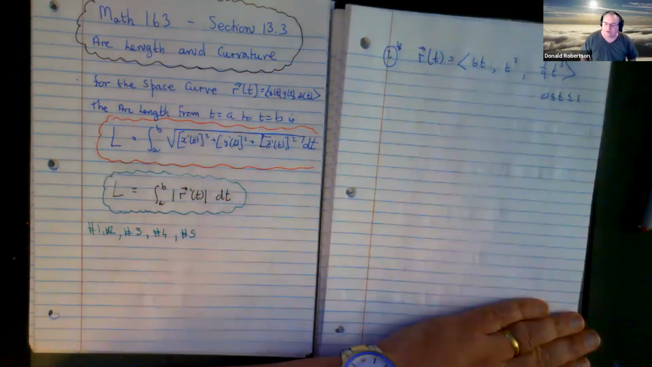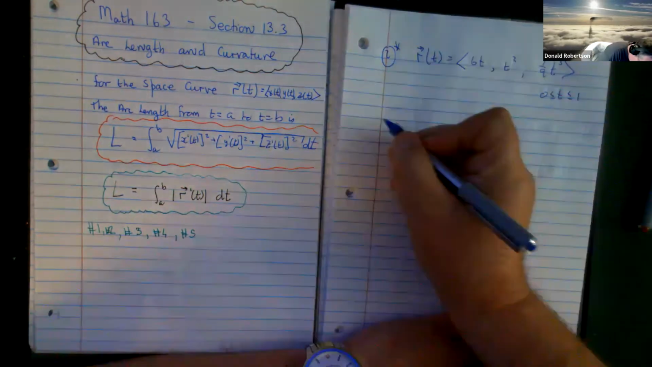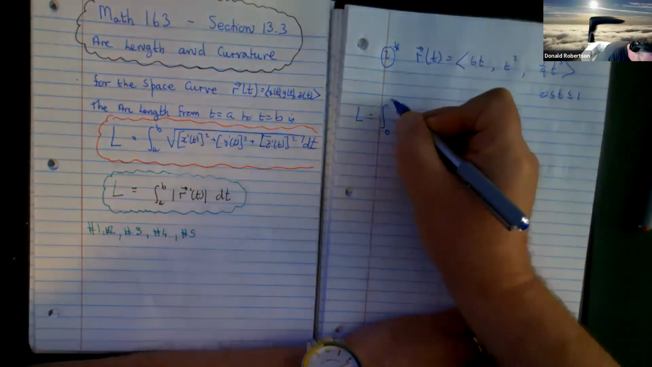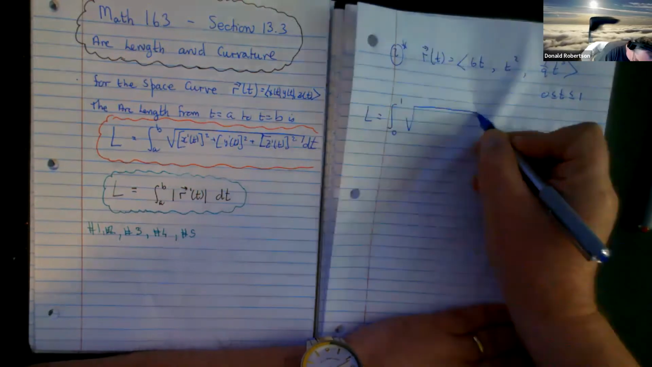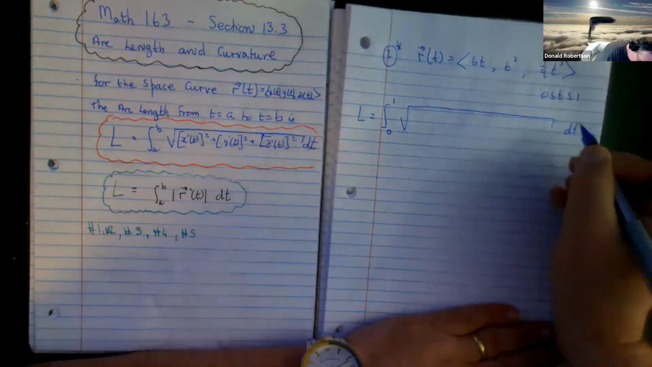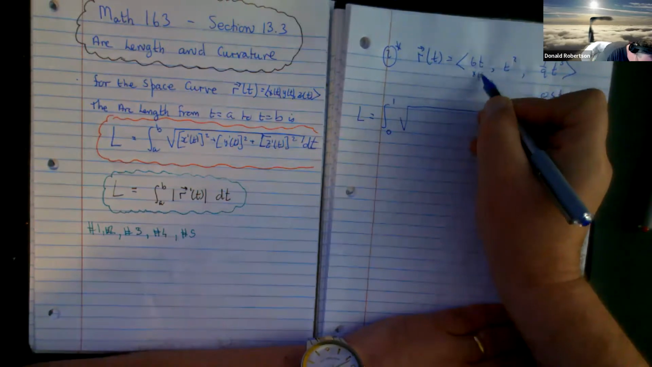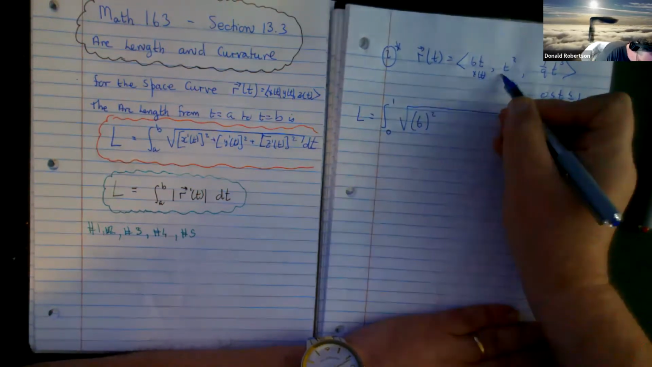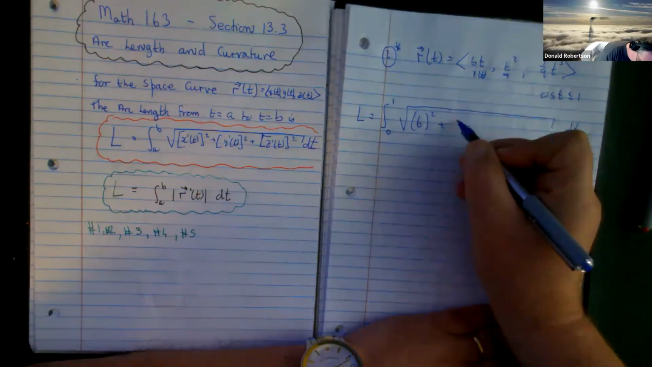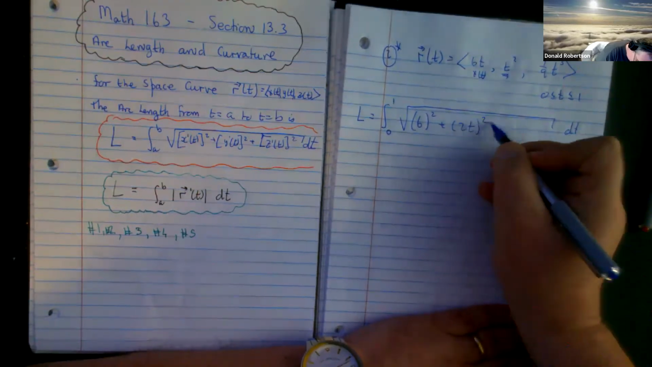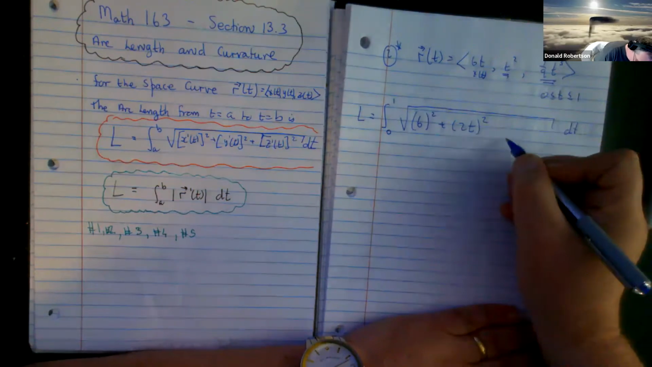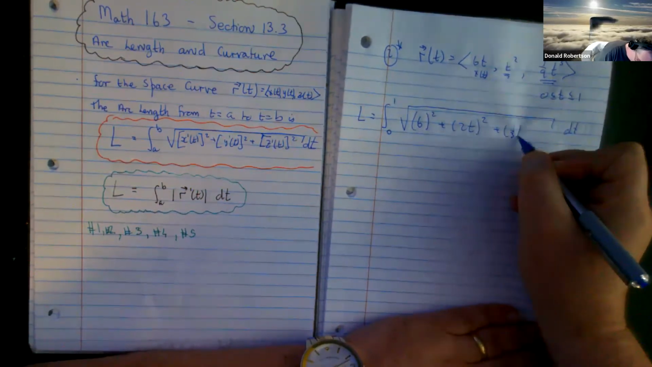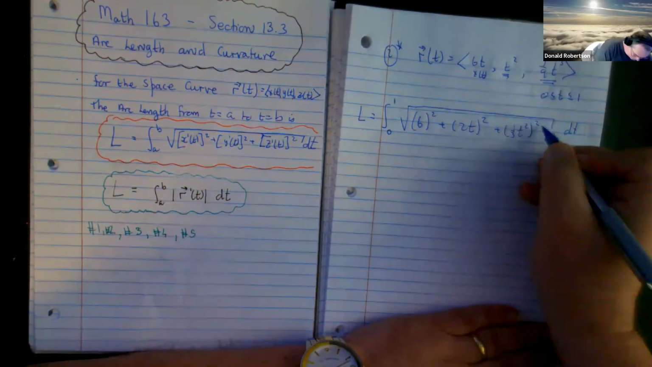The integral is from 0 to 1. So the arc length is the integral from 0 to 1. Differentiate this guy, and you get 6, and then you square it. This fella, you get 2t, then you square it. This guy, you get 3, that's a third, t squared, and then you square it.